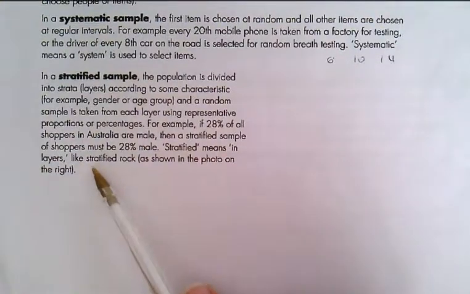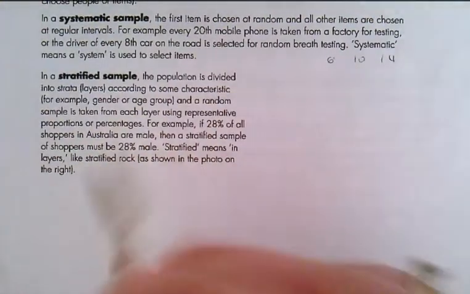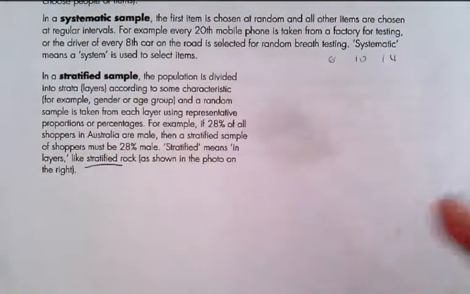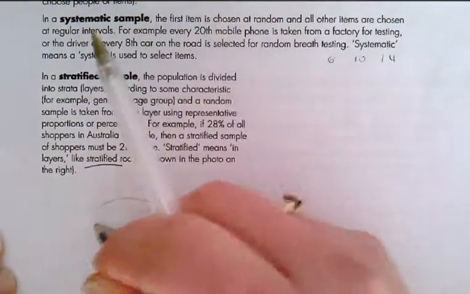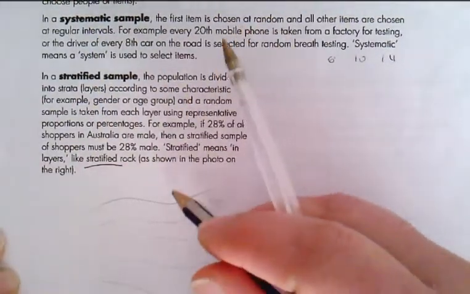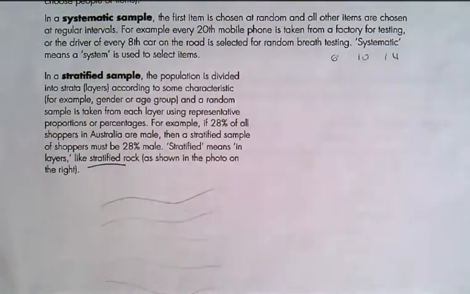Okay, so when you think of the word stratified, remember, you've probably seen that in science or geology, like a rock that has different layers in it, and you can see the different types of rocks in a cross section. So it's like stratified rock.